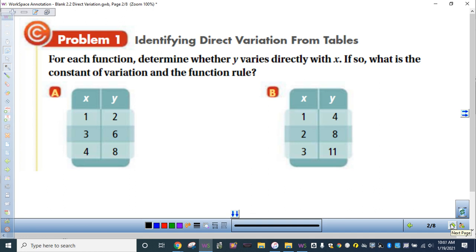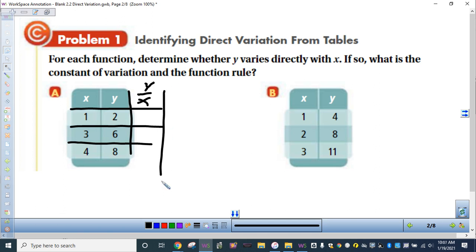Now we start to do problems with this direct variation. So one group of problems they'll give you is with tables of values. And what I like to do is just add a third column to the table. So that third column is y over x. Y over x is the same thing as k, right? It's just a slope. You're just using k. So when we look at this third column and we divide y over x, you just want to make sure that you get the same number every time.